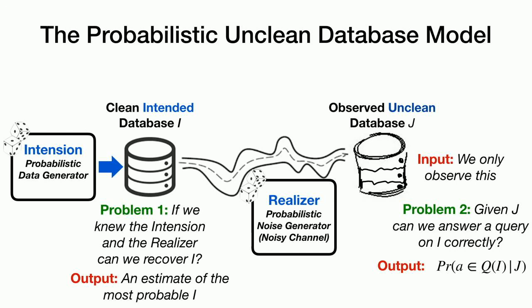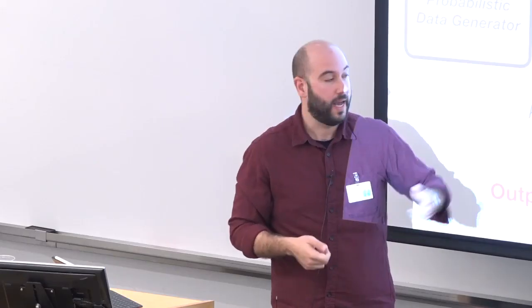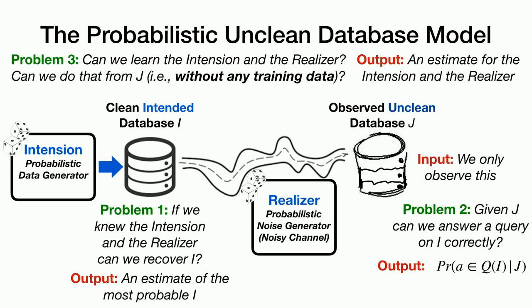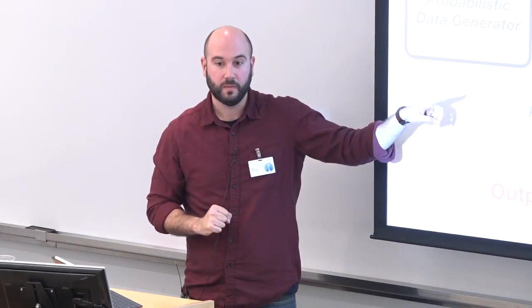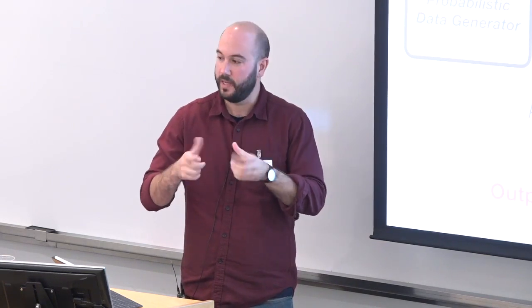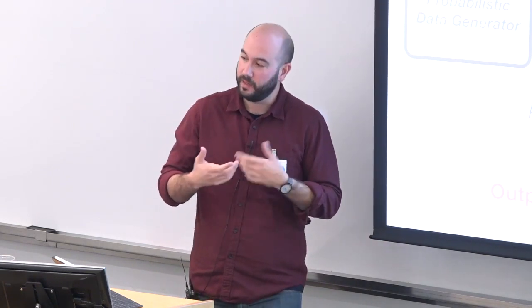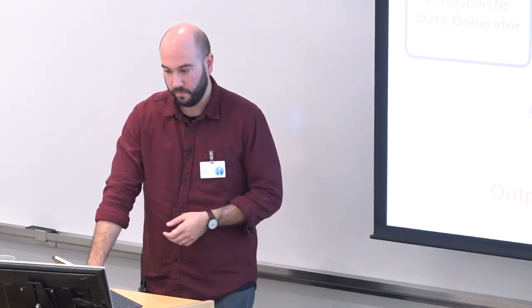The second computational problem is I want to answer queries directly on the noisy data set and get answers with guarantees as if I had actually asked these queries over the clean database. And the most interesting problem is, okay, can I actually learn these without any training data? I want to just use J to learn these two distributions. Notice that if we have access to this, we have built this spell checker that is running on your phone for NLP. We have done exactly the same thing for your relational data.